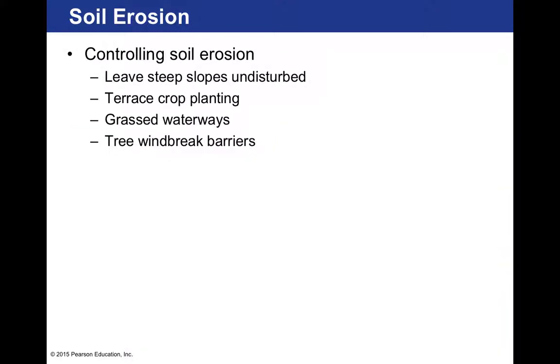So you can control soil erosion. You can leave steep slopes undisturbed. You could terrace crop planting, and there's going to be a picture showing you that in a second. You could have grassed waterways, and you can also have trees to stop wind erosion from happening.